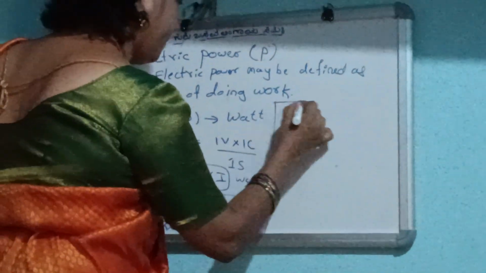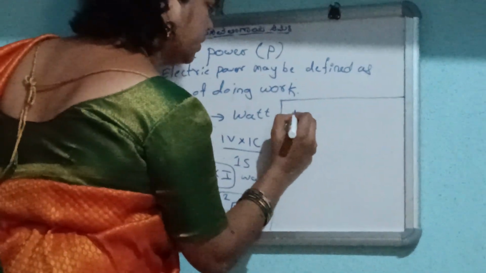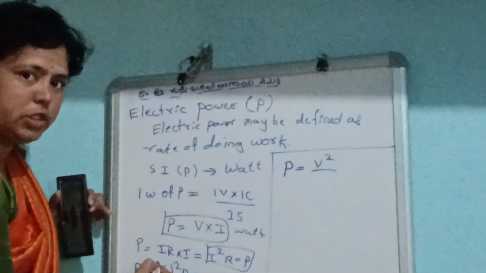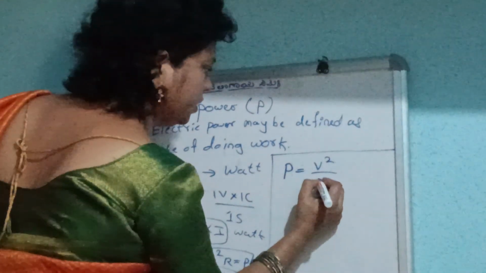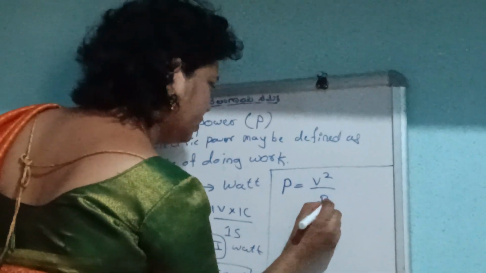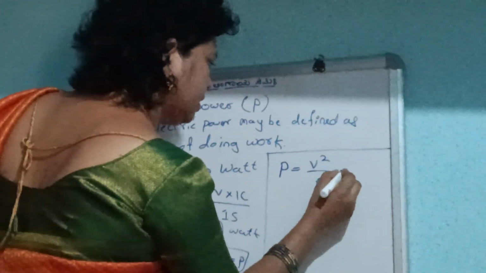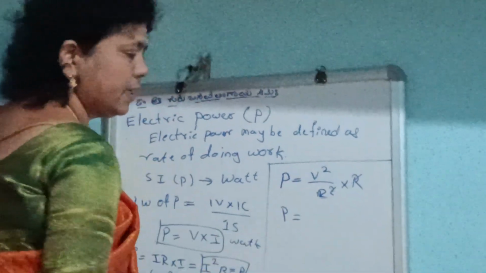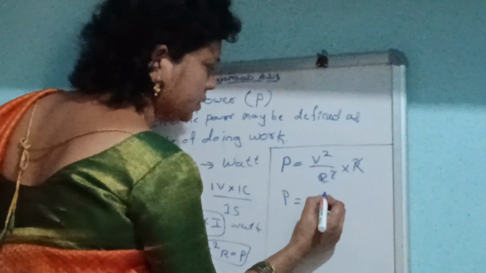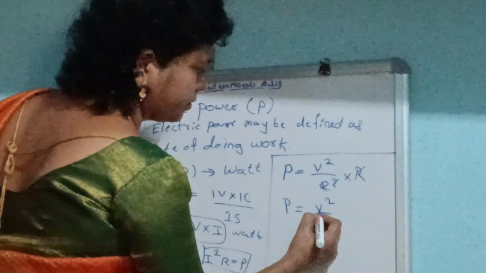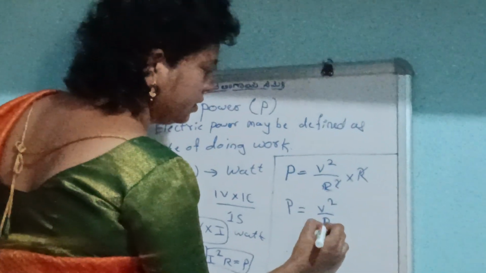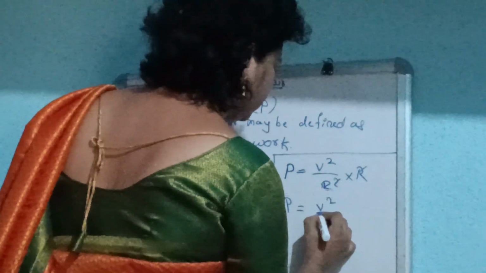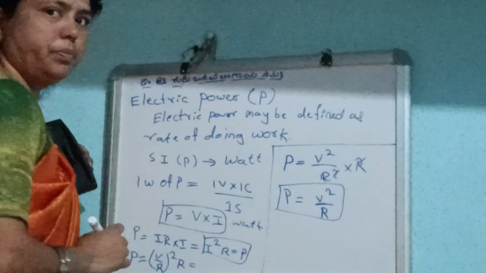Okay, separate the terms. P is equal to V square. Apply square for individual terms, numerator and denominator. So we get V square divided by R square, and R is multiplied as it is. So P is equal to, R and R get cancelled. So the rest of the terms: V square divided by R. This is one form of the power.